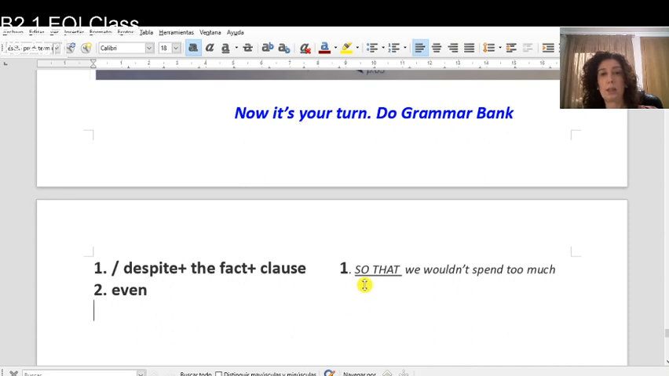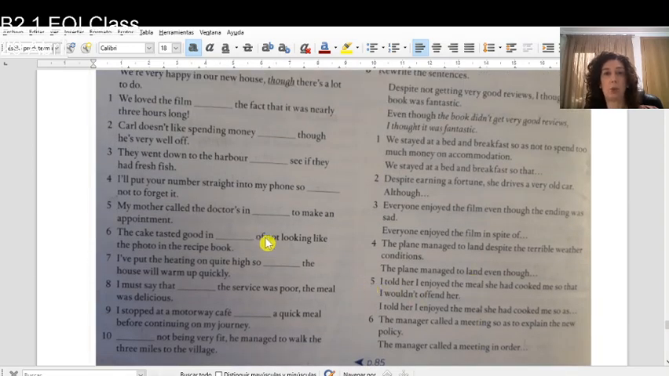Como so that también expresa finalidad, pero yo sé que so that tiene que ir seguido de oración, tengo que respetar las estructuras. Are you ready? Yes? Okay, then for next week, para la semana que viene, me termináis esto. Very important clauses of contrast. What we are going to do now? I'm going to explain to you what to do.